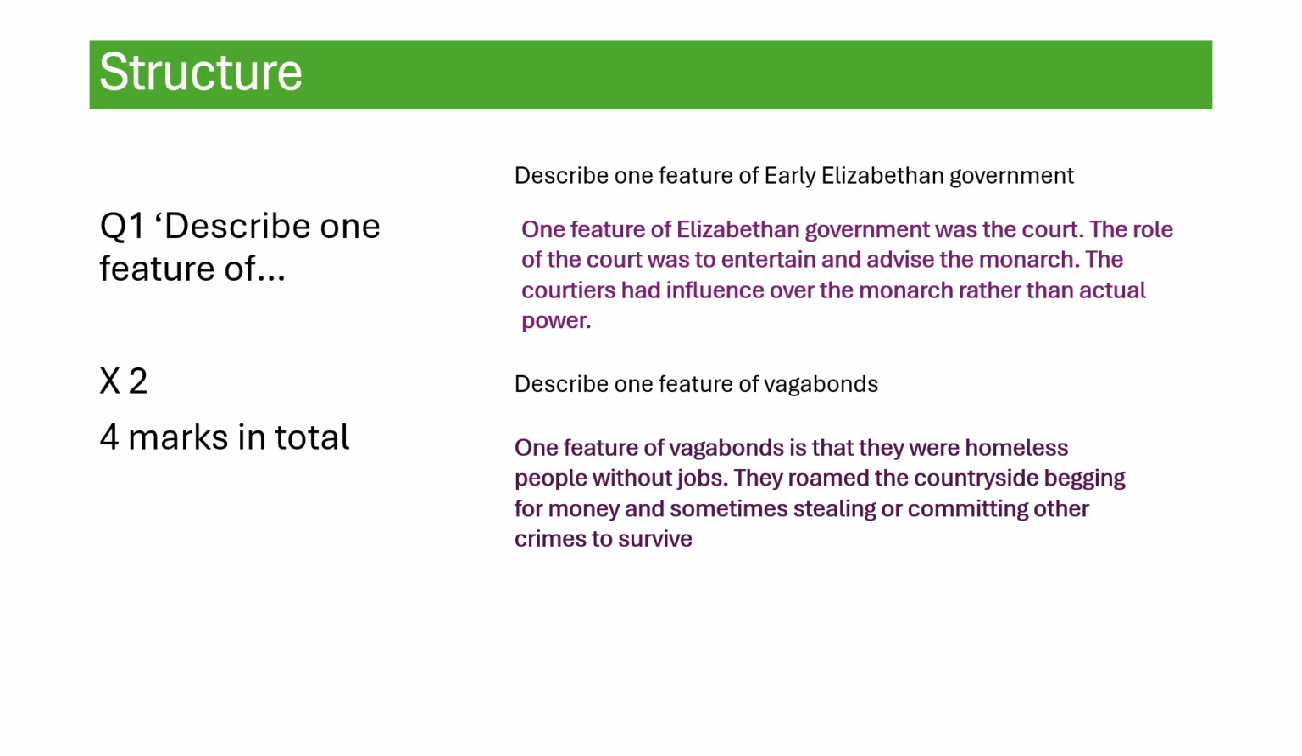It's the same thing, so it's essentially homeless people who did not have jobs and they roamed. That means they travelled around the countryside begging for money and sometimes stealing or committing other crimes just to survive. The other thing I think you could possibly look out for tomorrow is describe one feature of early Elizabethan society. So we'd be thinking about nobles at the top, so the wealthy that owned most of the land and were very powerful and could be part of government, and at the other end the vagabonds at the bottom, so the homeless people without jobs that roamed the countryside looking for work.